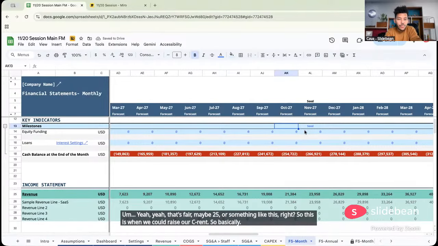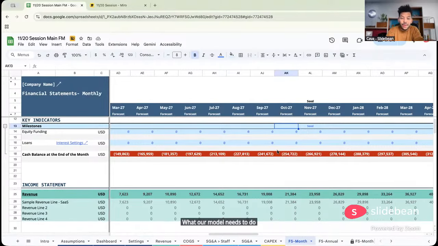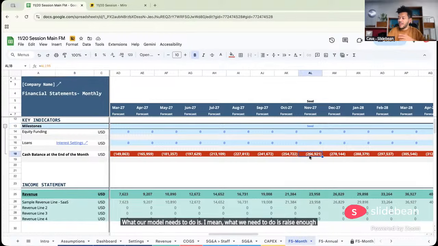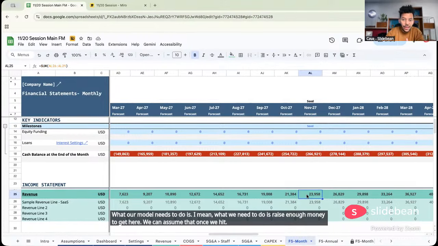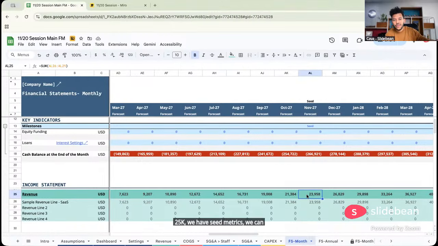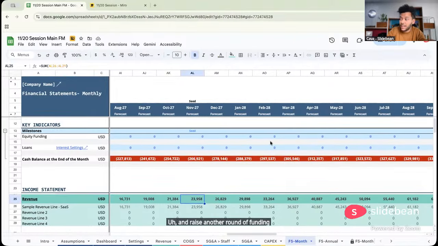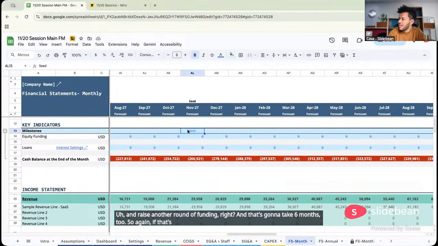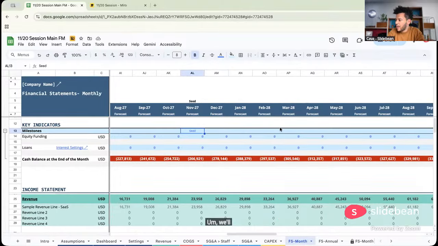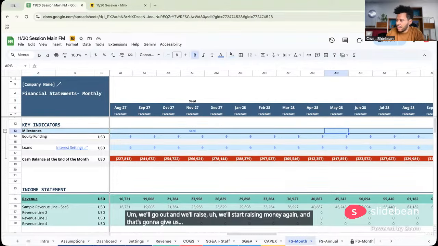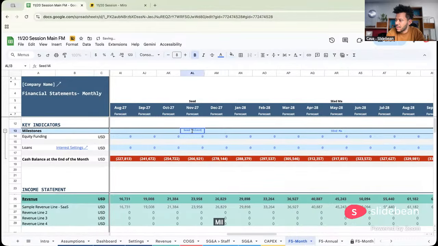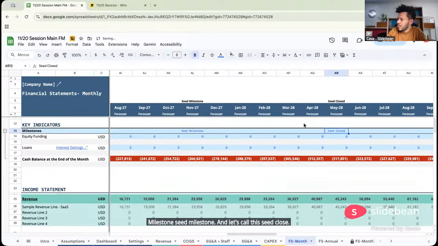So basically, what we need to do is raise enough money to get here. We can assume that once we hit 25K, we have seed metrics. We can go to a new round of investors and pitch and raise another round of funding, right? And that's going to take 6 months too. So again, if that's in November 27, we'll go out and start raising money again, and that's going to give us funding by May. So let's call this milestone seed milestone, and let's call this seed close. Right, so it takes 6 months.